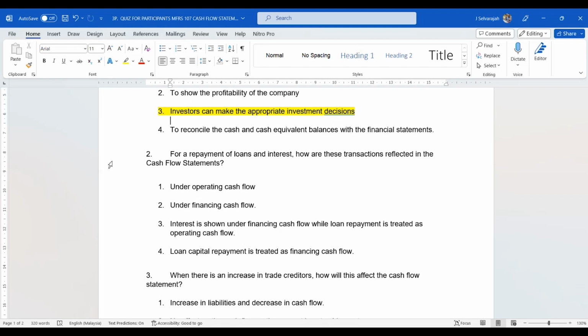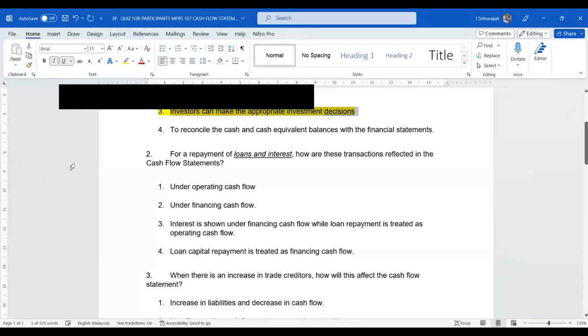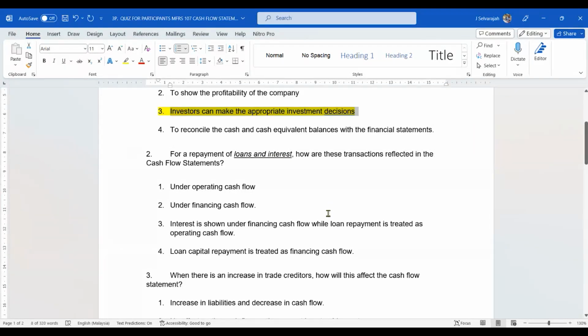Okay. All right. Now, let's figure out the answer. For a repayment of loan and interest, how is the transaction reflected in the cash flow? The question is loan and interest, right? That's a key word. So, how are these transactions reflected? Oh, somebody's got 2, 3, 2, and 2. That's interesting.